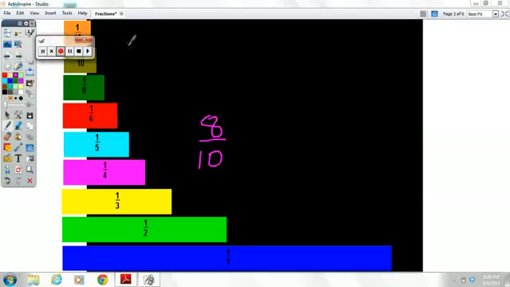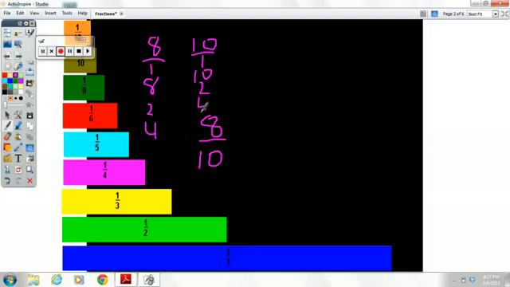Let me show you another example. Let's say I had the fraction 8/10 and I was asked to put 8/10 in simplest form. Well, I need to find the common factors of 8 and 10. The factors of 8 are 1, 8, 2, and 4. Factors of 10 are 1, 10, 2, and 5.